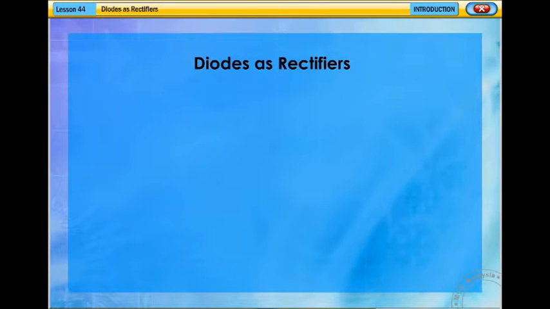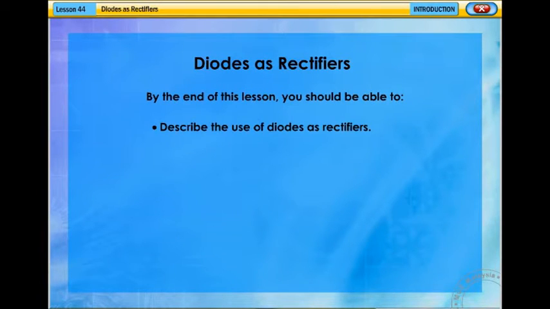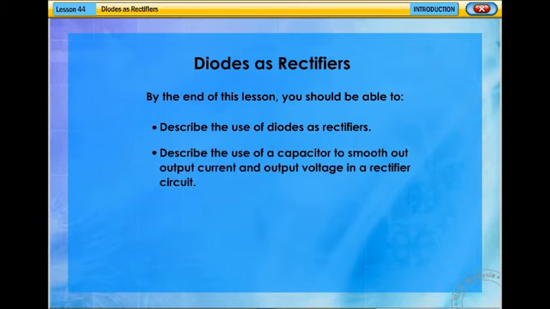Diodes as rectifiers. By the end of this lesson, you should be able to describe the use of diodes as rectifiers. Describe the use of a capacitor to smooth out output current and output voltage in a rectifier circuit.